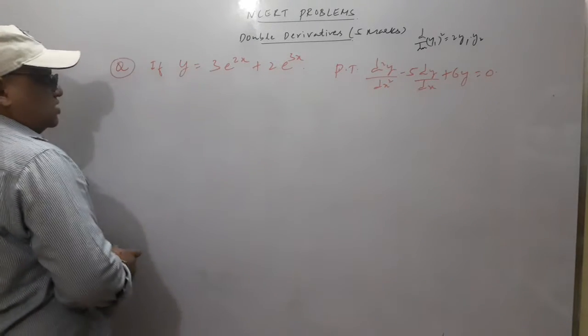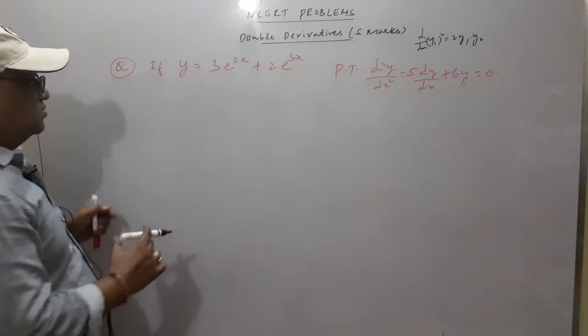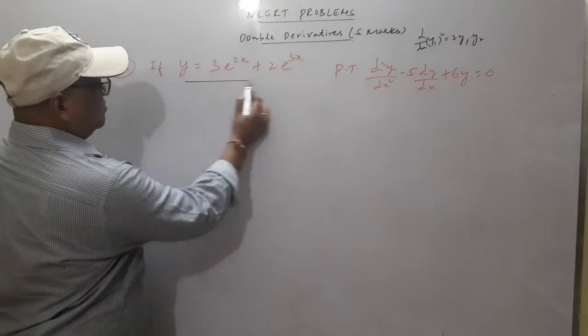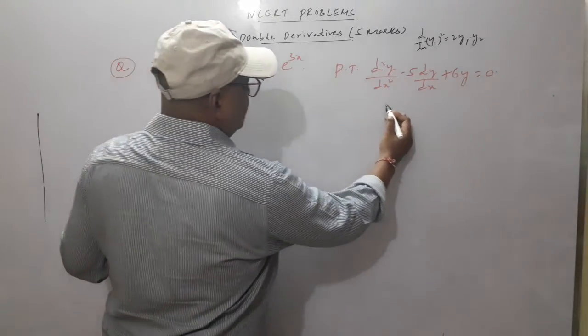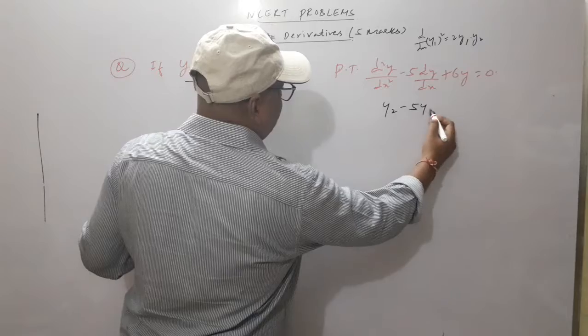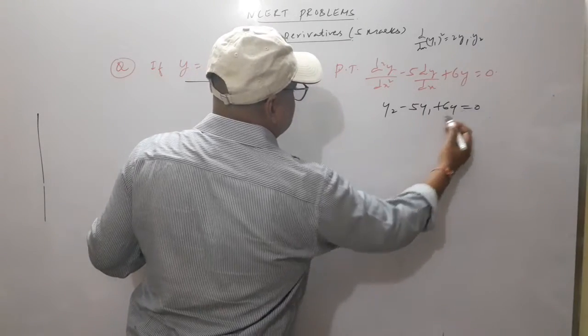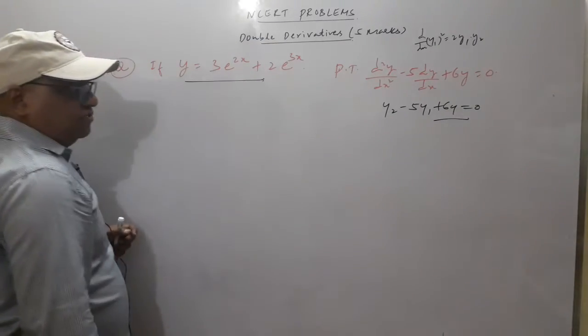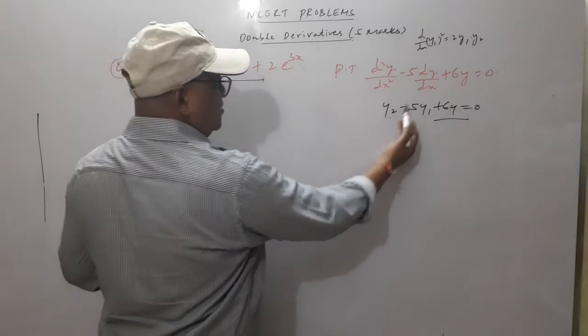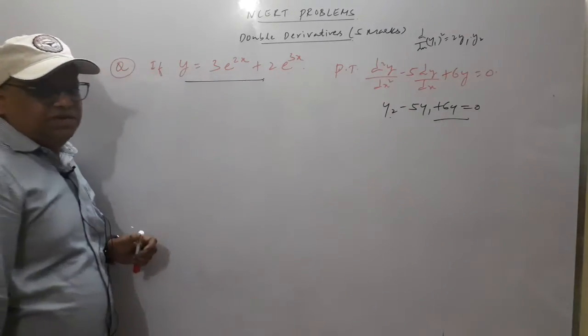Okay, students, let us continue. See, this is the problem, and we need to prove y2 minus 5y1 plus 6y is equal to 0. No problem, you can write d2y by dx square as y2, dy by dx is y1, both are same.